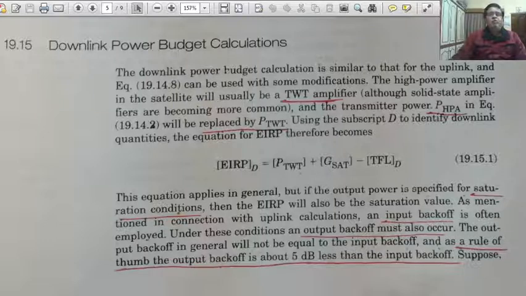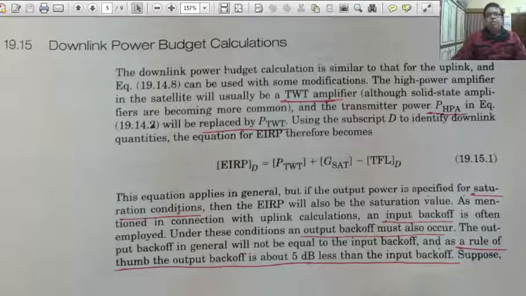Downlink power budget calculations. The downlink power budget calculations are similar to those for the uplink, and equation 8 can be used with some modifications.